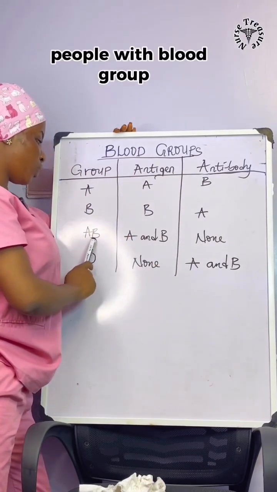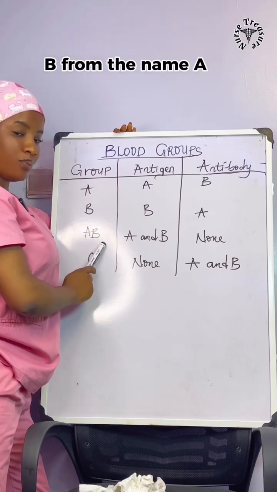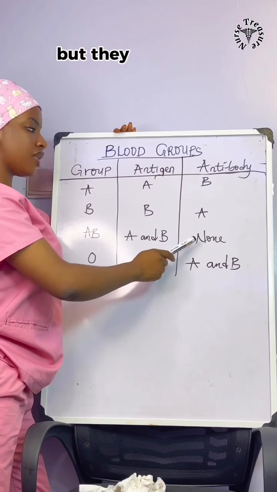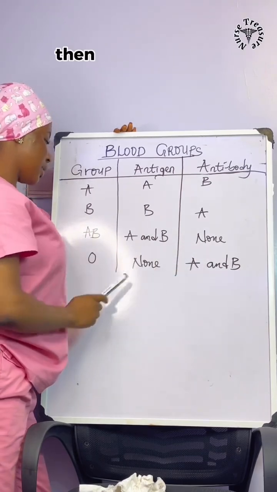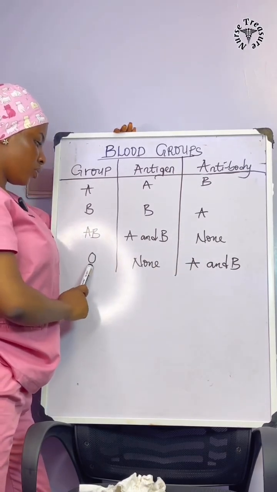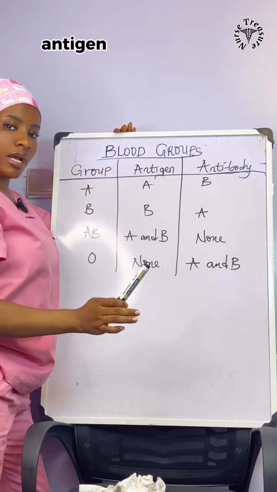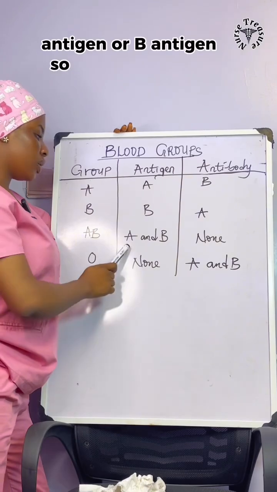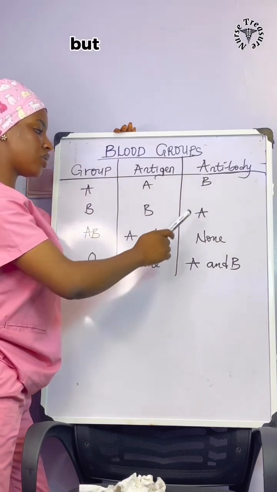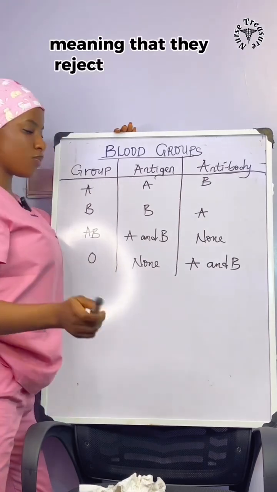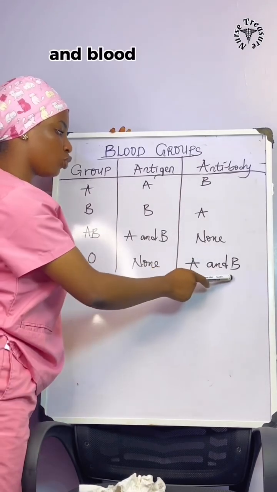People with blood group AB, from the name AB, it shows that they have antigen A and B, but they have no antibody. Then people with blood group O, from O, it tells you that these people do not have either A antigen or B antigen. So they don't have any antigen, but they have antibody A and antibody B, meaning that they reject blood from blood group A and blood group B.